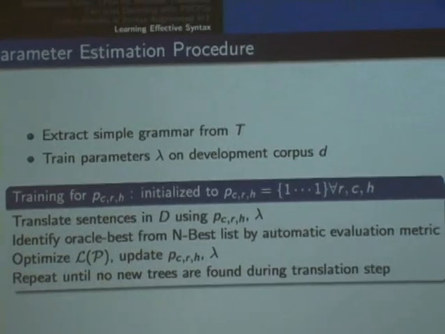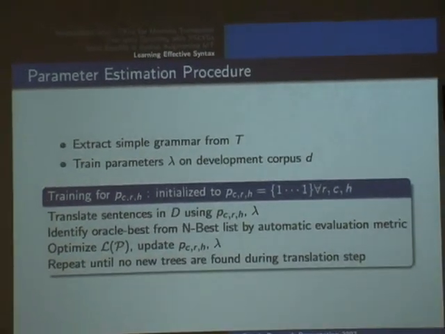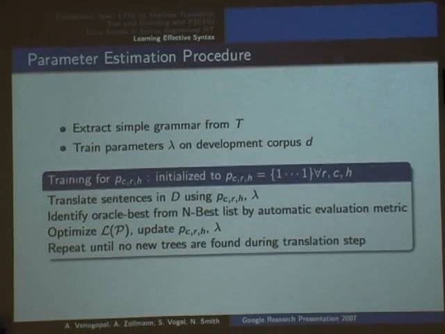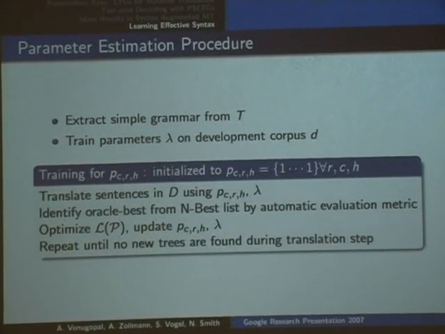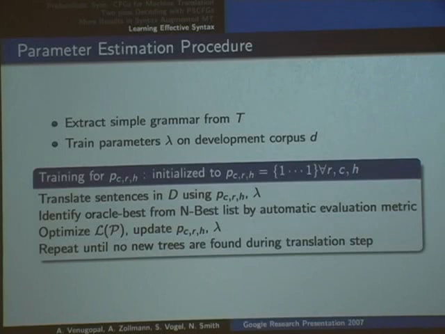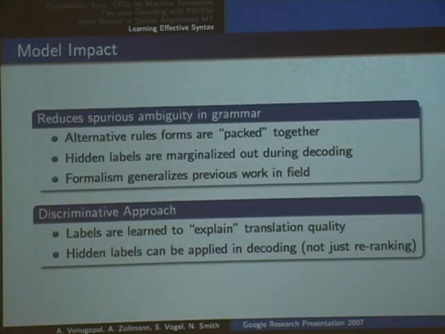Okay, so it's a simple estimation procedure that I just described to you. We extract a simple grammar. We train the monolithic model parameters on some development corpus, and then we translate some other corpus. We iteratively translate that other corpus to produce n-best lists, let the oracle selector, which in this case is an automatic evaluation metric, pick good translations, and run this optimization. We can repeat this until no new trees are found during a translation step. The goal here is that, ideally, good labels are learned that actually explain good translation, as opposed to these non-terminal categories.